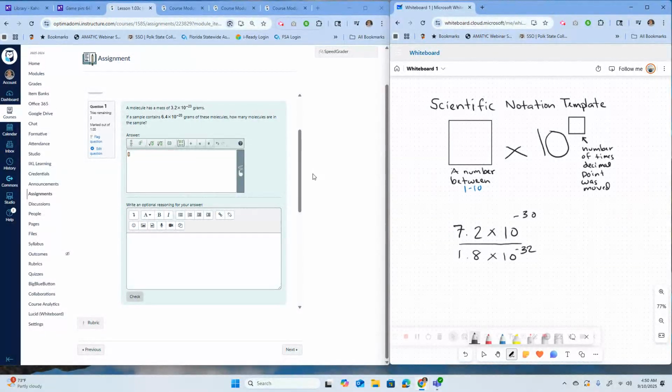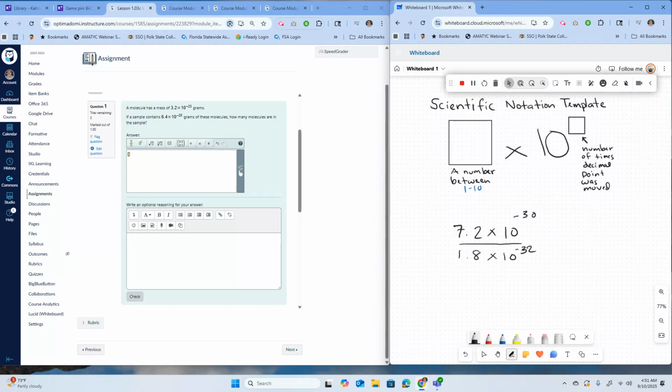All right, here's how you do problem number one. When you read the problem carefully, basically it's implying a division problem. I'm going to change the numbers so you know how to do the division. So instead of 6.4 times 10 to the negative 20th power, I'm going to use 7.2 times 10 to the negative 30th power. And instead of 3.2 times 10 to the negative 23rd, I'm going to use 1.8 times 10 to the negative 32nd power.